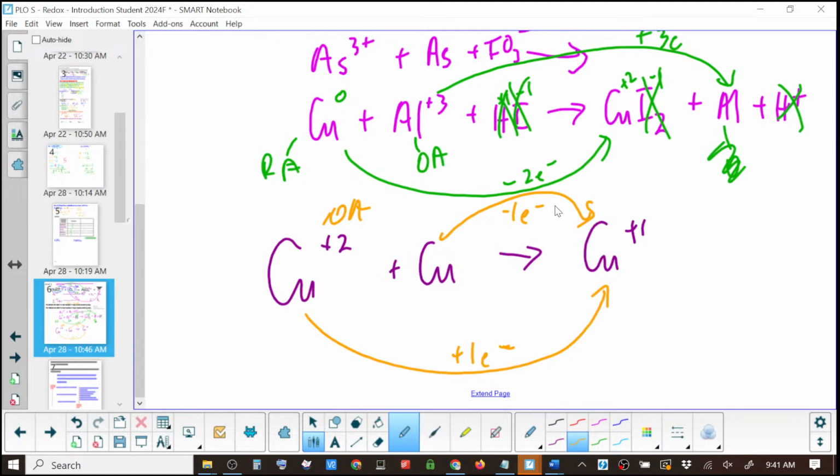For H2SO4, did you just make S negative 2? I didn't know how to make S. Just make it. Don't guess.